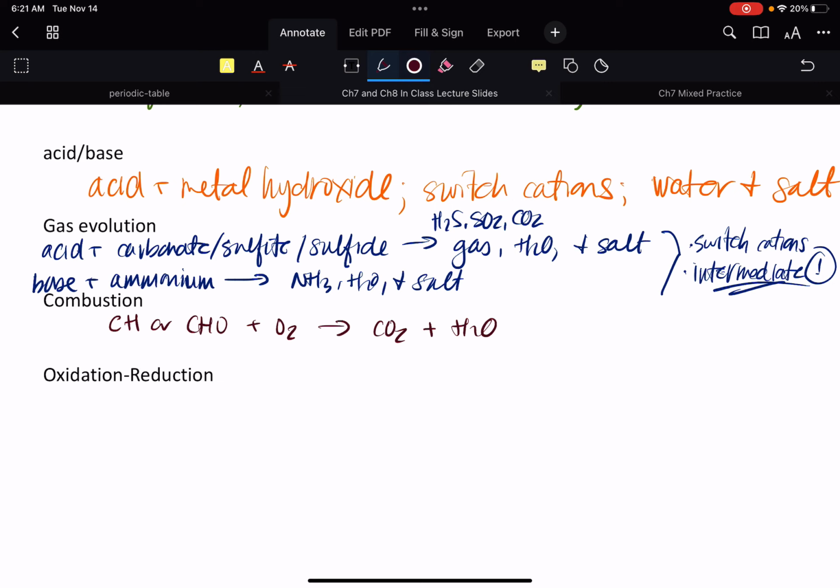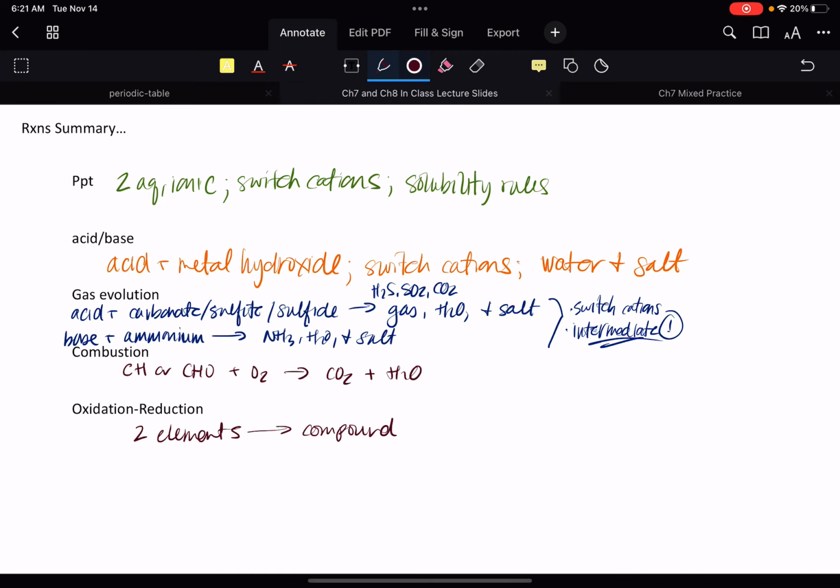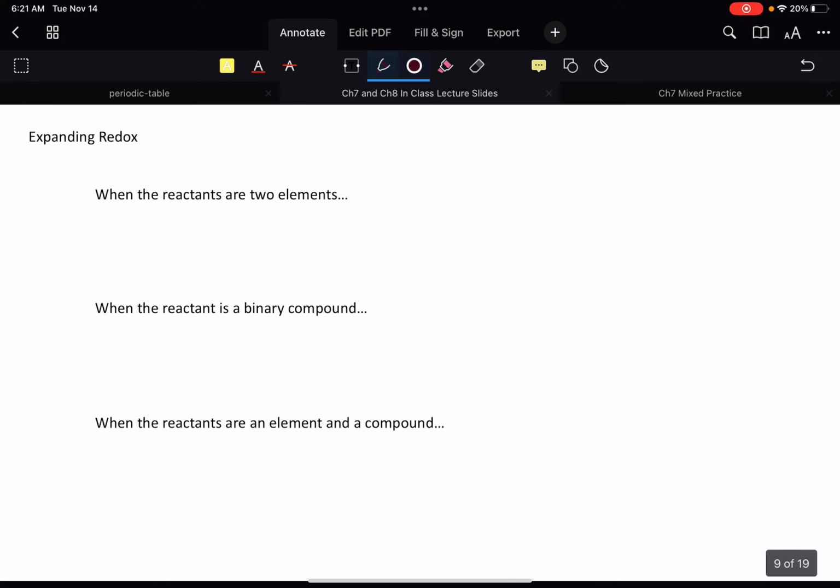The oxidation reduction reaction we talked about the other day would be if we had two elements. We could take those two elements and form a compound, because there's nothing else to do with just two elements. There's just not any other options. And I said we would expand a little bit on oxidation reduction next time, and it is next time. So we just talked about this. If I have two elements, the only option is to produce a compound.